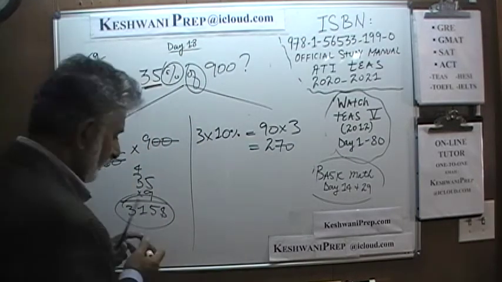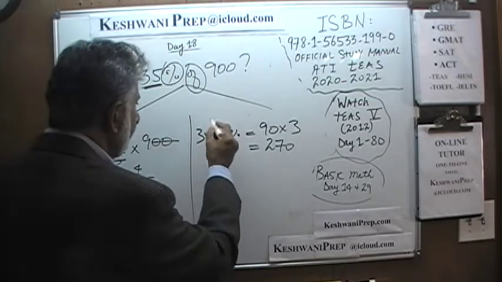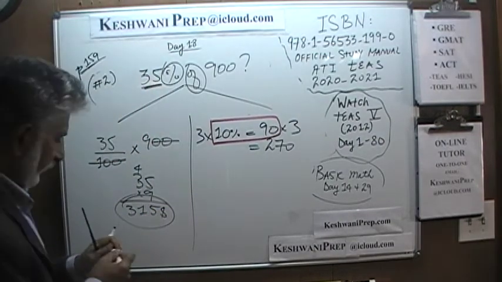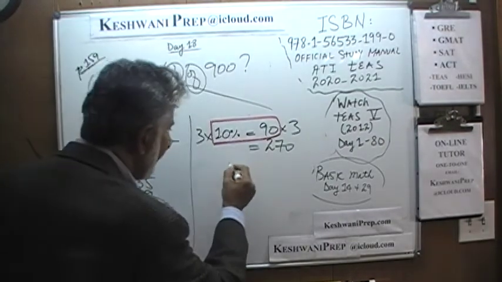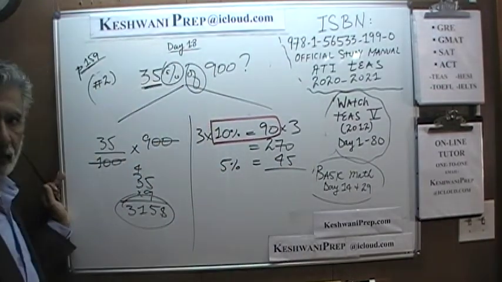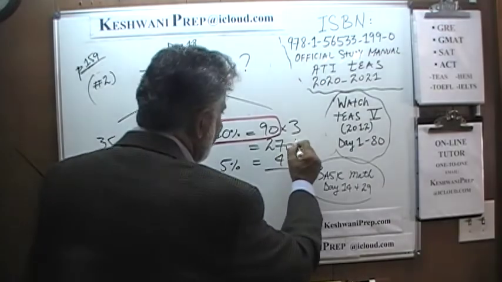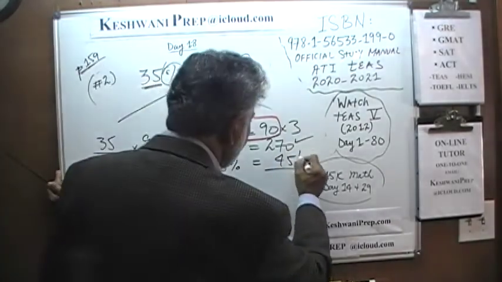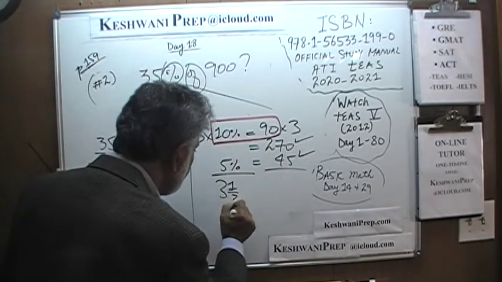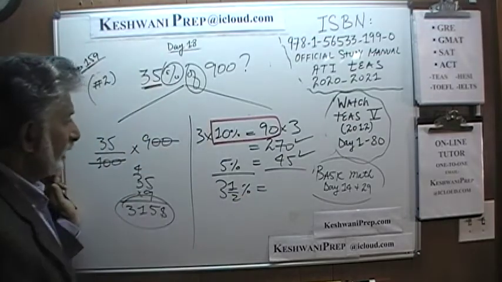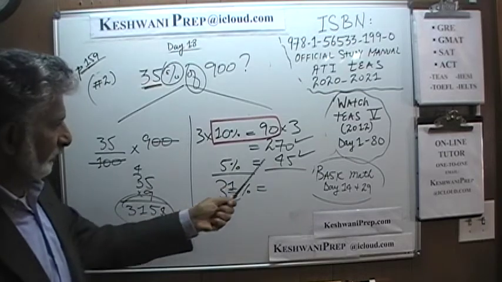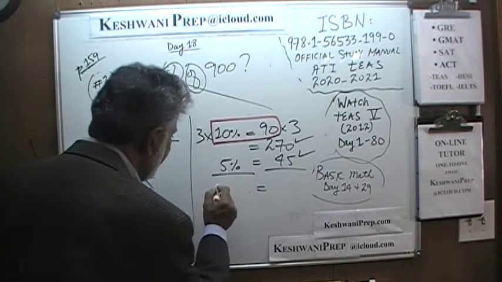So let's do one more step. For one more step, we have to look at this part. We know 10% of 900 is 90. We know that, right? Well, if 10% is 90, then 5% would have to be 45, half of 90. So this amount represents 30%, this amount represents 5%, so it will represent 35%.